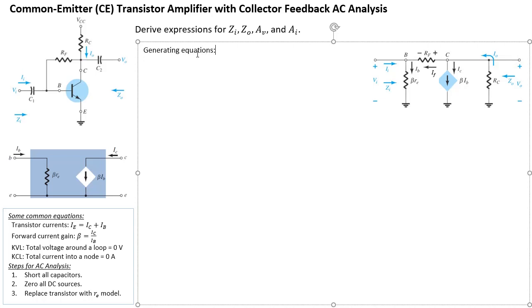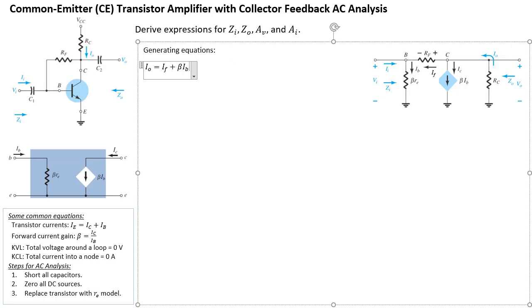All right. So we're going to have the first one. We're going to have IO equal to IF plus beta IB. All right, so that's the first equation.